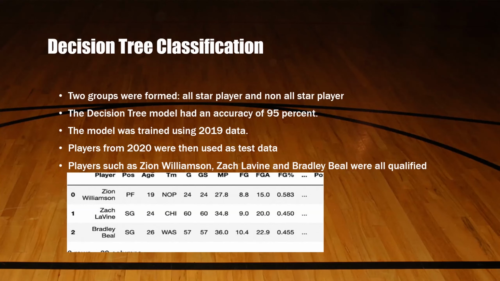But then what they did in the paper subsequent to that model training was try to determine if the model could work on unseen data. They provided 2020 data to try and determine if specific players would actually be qualified for the selection of the All-Star game. And it actually did a very good job, as players such as Zion Williamson, Zach LaVine and Bradley Beal were people who were produced by the model, and in reality, these people actually were selected for the All-Star game. So that was an interesting finding that they discovered in the paper.